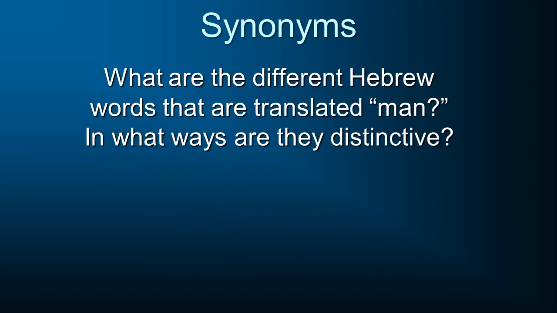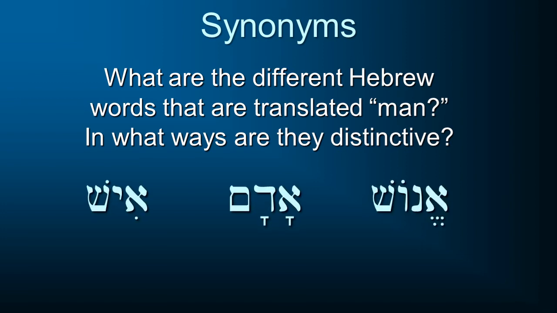Now, what are the different Hebrew words that are translated man? And in what ways are they distinctive, or is there a difference between the two? So here I put three different words. Ish, we already mentioned, this word for man. Adam is also the word for man. And Enosh is the word for man. All three of these can be used interchangeably, although there might be a nuance.